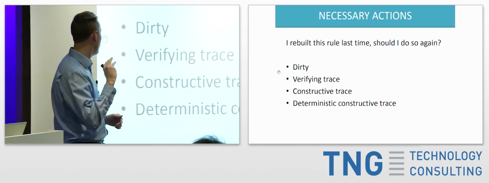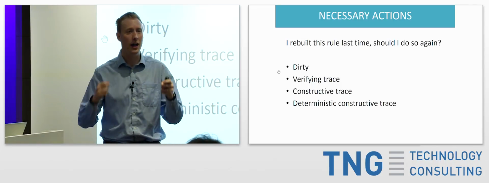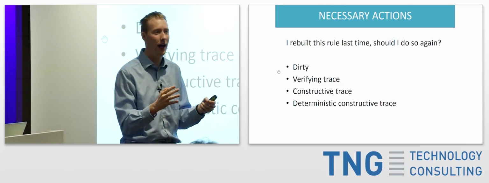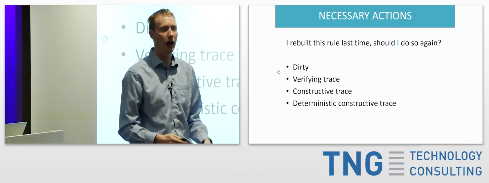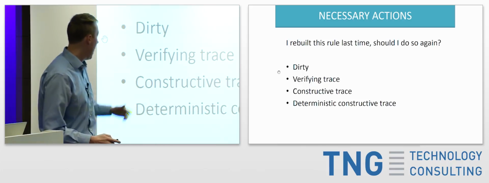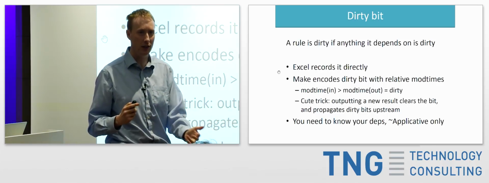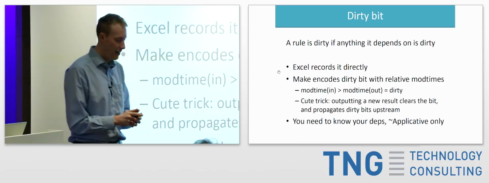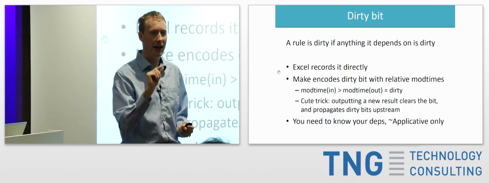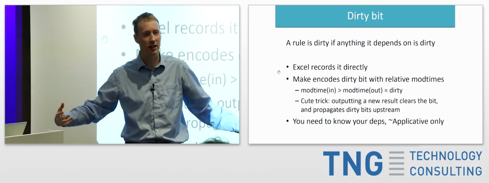So let's move on to necessary actions. The idea of a necessary action is, last time I ran this compilation, has the state of the world changed in a way that means I need to run this action again? Is it necessary to repeat this work, or can I skip it because I know the result would be the same? And there are 4 ways. The first one, the one that Make uses and Excel uses, is the dirty bit. This is the idea that with each rule, you have a single Boolean, a single bit value that says dirty or clean. And roughly speaking, if any of my dependencies are dirty, I am dirty.